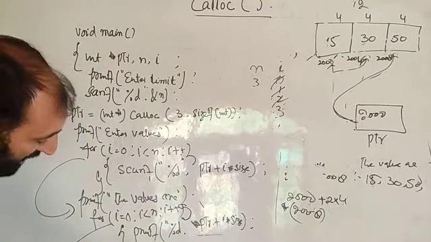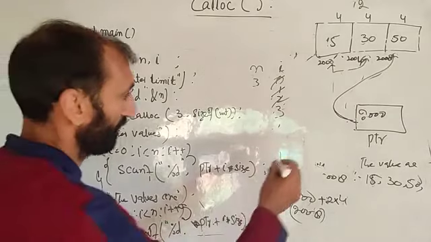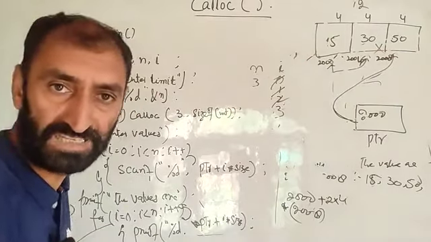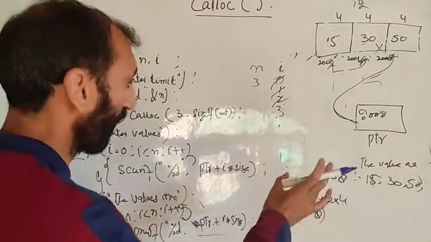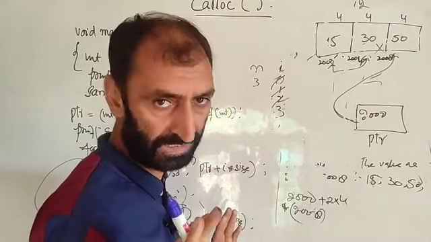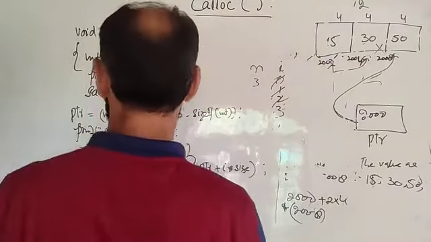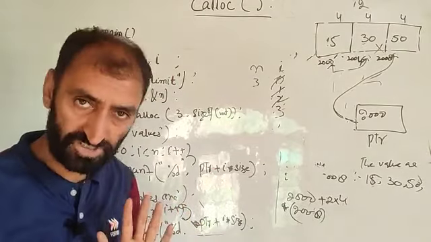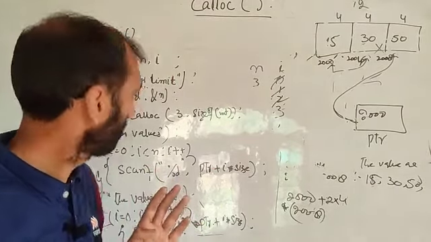Then here, the next instruction, free(ptr). That means the memory occupied by this ptr will get erased. So now I hope that you understood the working of this calloc function.